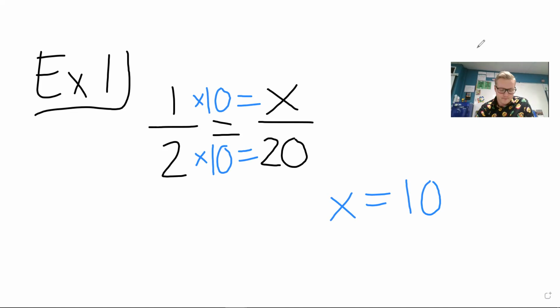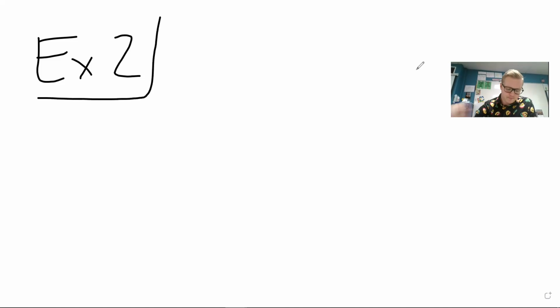All right, let's try another one here. Example 2. It says write 1/2 and 1/3 as fractions with denominators of 6. Then add the renamed fractions. So it wants me to add together 1/2 plus 1/3.